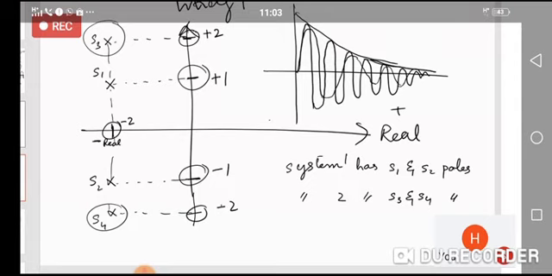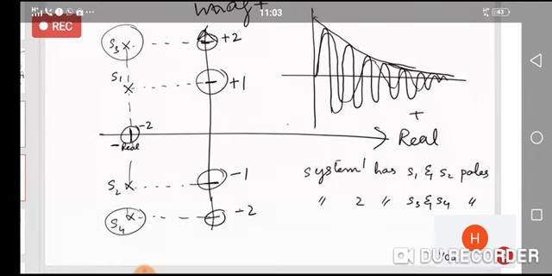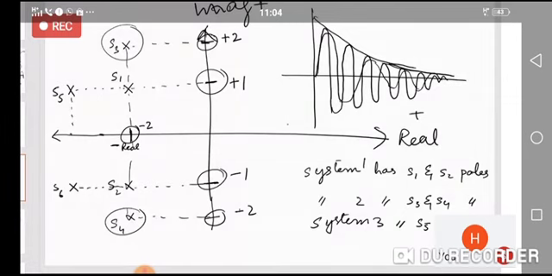Okay. Now let's slightly change it. There is another system, system 3, which has poles S5 and S6. S5 and S6 are here. Now their frequency is the same, equal to system 1, but its decay is faster. For example, this is at -4.